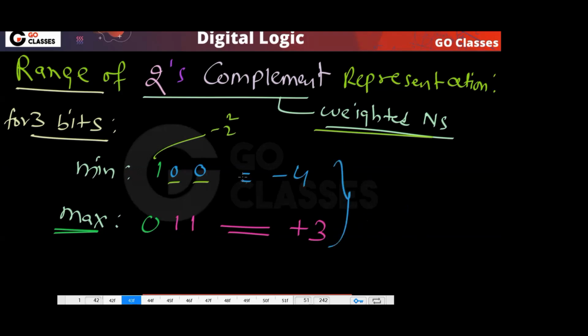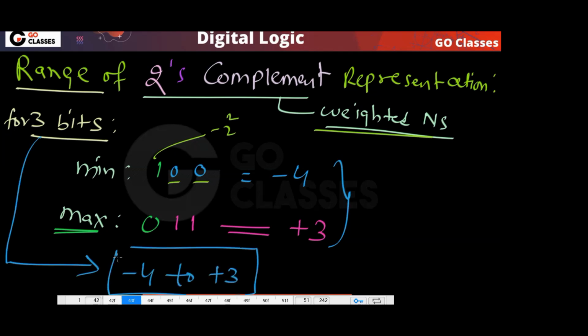So what is the range for 3 bits? The range is minus 4 to plus 3. How many numbers? Total 8 numbers. Nothing is wasted, because for every number you have a unique representation. So that is the reason nothing is wasted, and finally 8 numbers you can represent. Correct? Okay. So very simple.